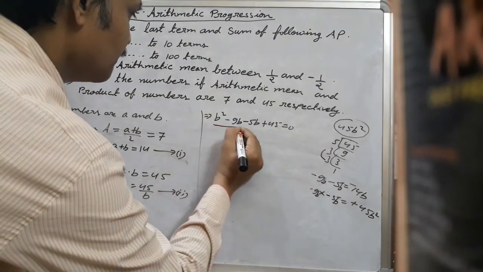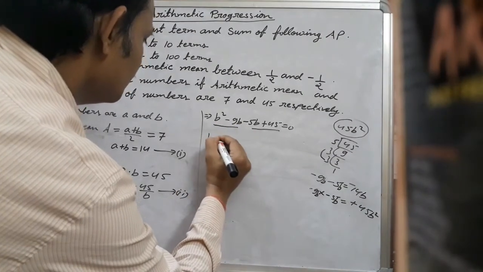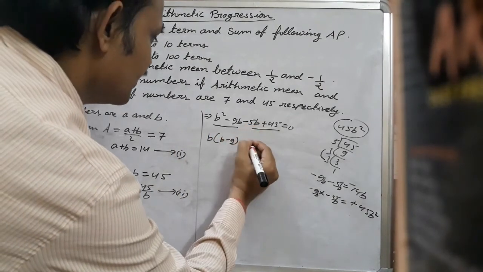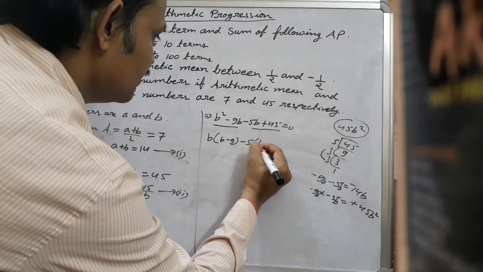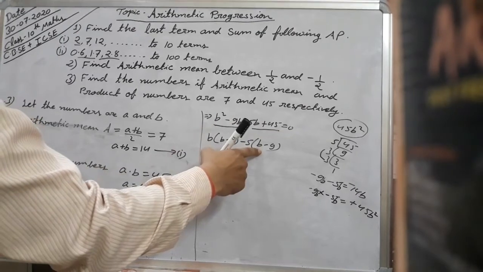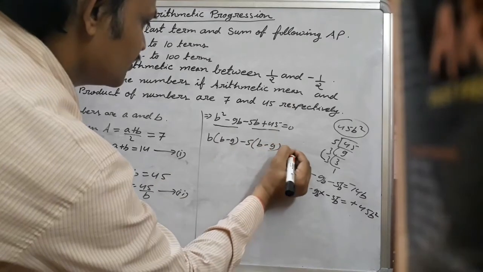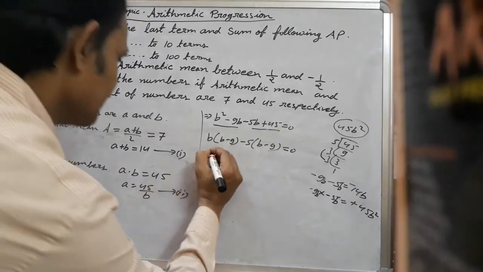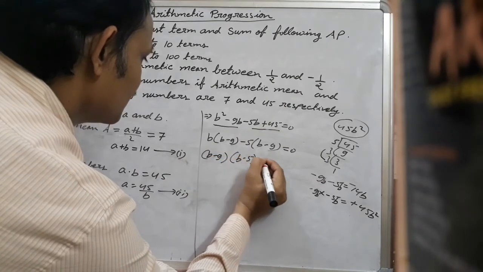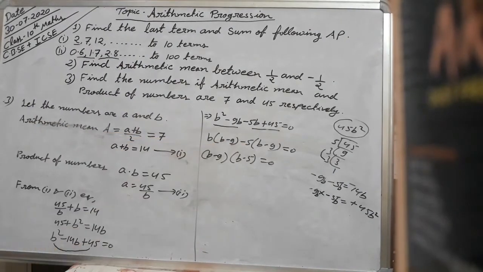Again, you have to make pairs. What is common here? B. Then B taken as common, then B minus 9, and here minus 5 is taken as common, again B minus 9. Since minus is common here, therefore 5B will become positive and this plus will become negative, equal to 0. Now B minus 9 is common, that's why B minus 9 is taken as common, and inside the bracket B minus 5 is equal to 0. You got two factors here, B minus 9 and B minus 5.